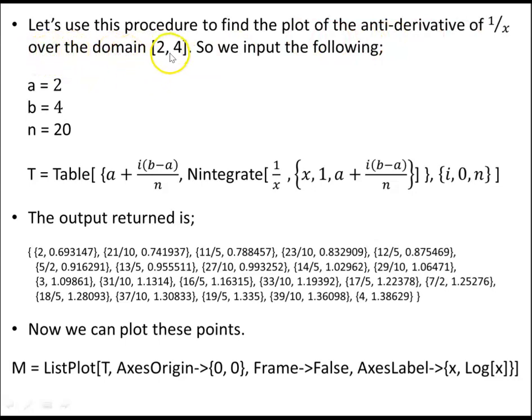But we're just going to do it over the domain 2 to 4 where it is continuous. Okay, so we plot the following. A is 2, the lower endpoint. B is 4, the upper endpoint. We're going to have n equals 20 points, 20 ordered pairs being produced here to plot.